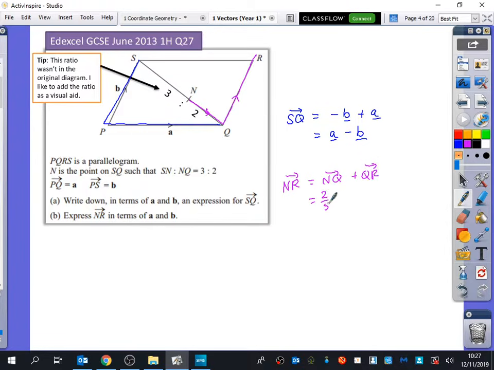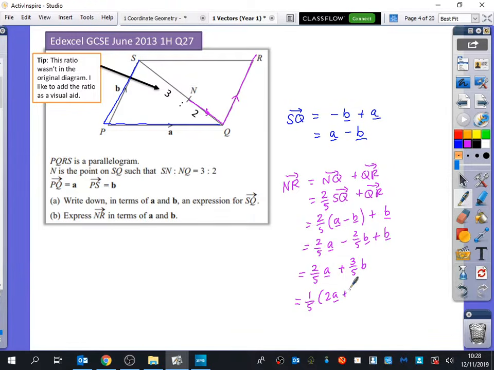So that's 2/5 of A minus B, which is 2/5 of SQ, because that's the fraction that I'm going along of that part, and then I'm going to add on QR. So it is 2/5 of A minus B, and I'm going to add on QR, which is B. So I get 2/5 A minus 2/5 B plus B. So it's 2/5 A plus 3/5 B, which you may like to factorize out the fifth and get (2A plus 3B)/5.